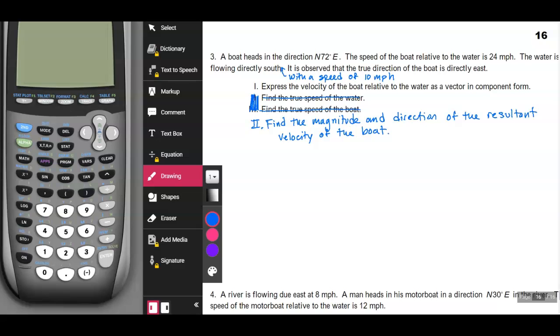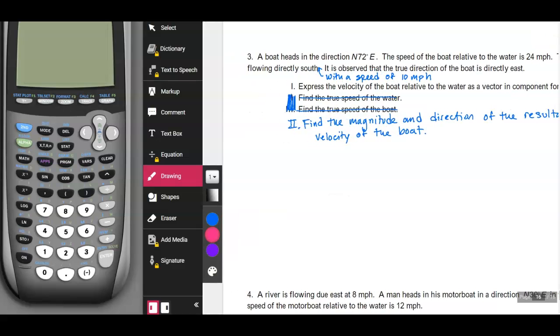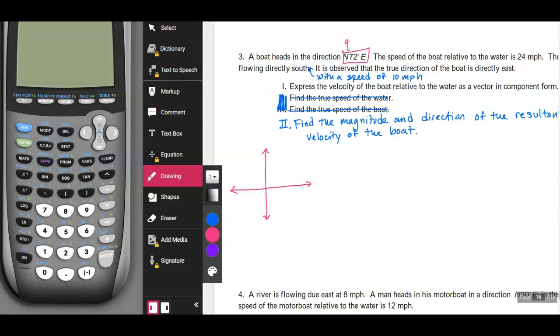So first things first, as always, I'm going to draw on the side. So I'm going to draw a little picture here. And our first vector has a direction of north 72 degrees east. Now this is a quadrant bearing.